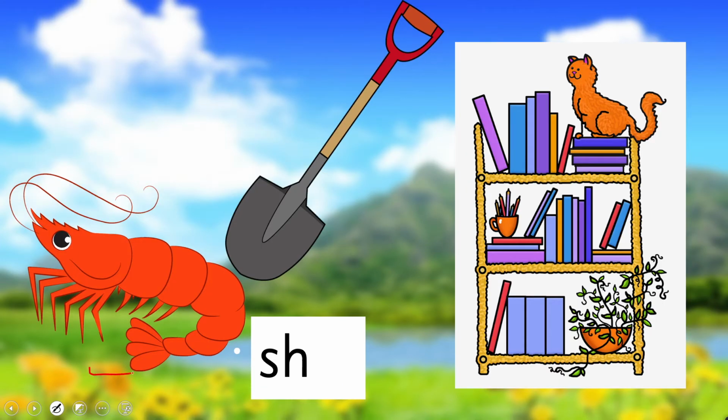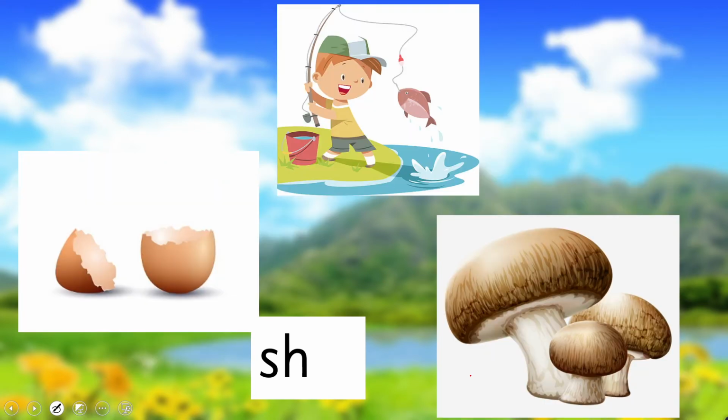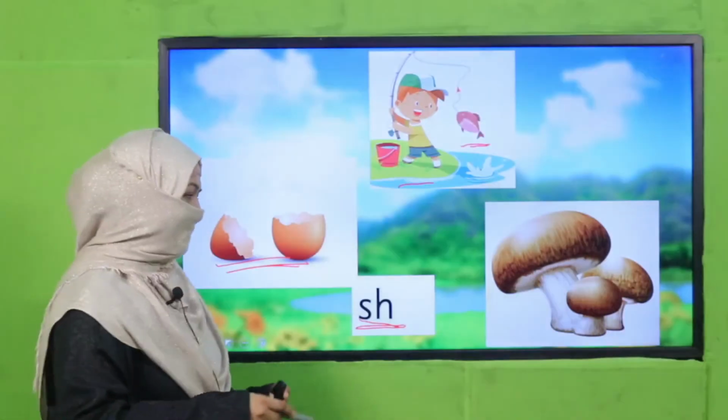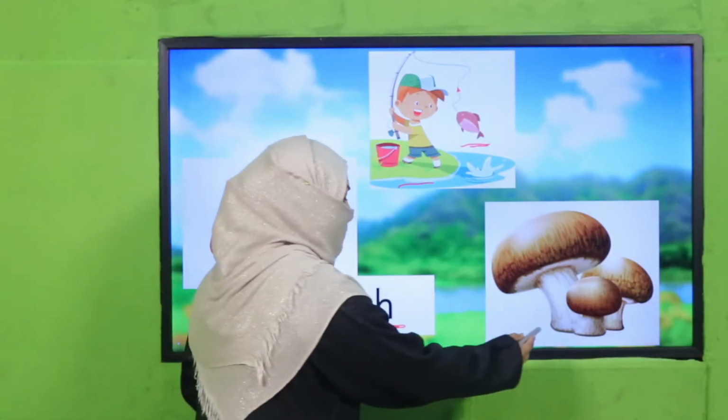Next is shrimp, shawl, shelf, shell, fish. Now when I say shell, the sh sound is at the initial position. When I say fish, the sound is at the end, the final position, but still sh together will be pronounced as sh, right? This is what we are practicing today.